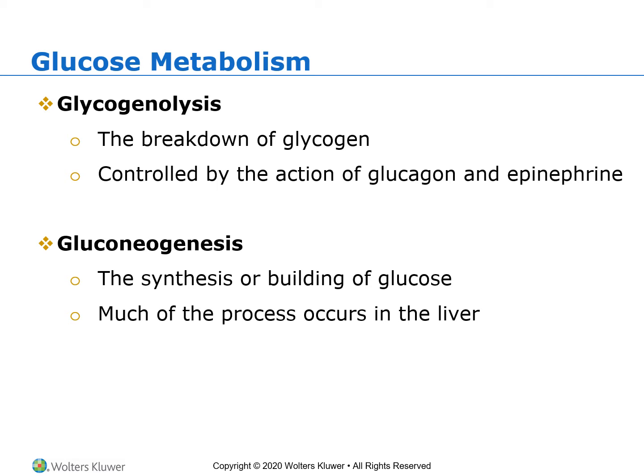Whereas gluconeogenesis is the formation of glucose by the liver, especially by the liver, from substances such as fats and proteins. So it's the synthesis or building of glucose.